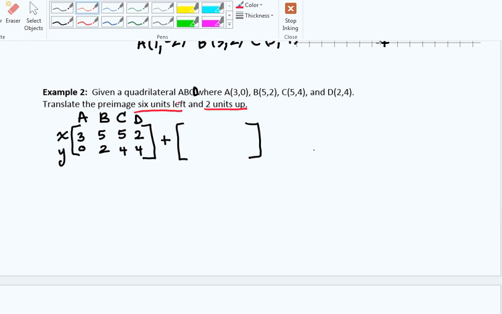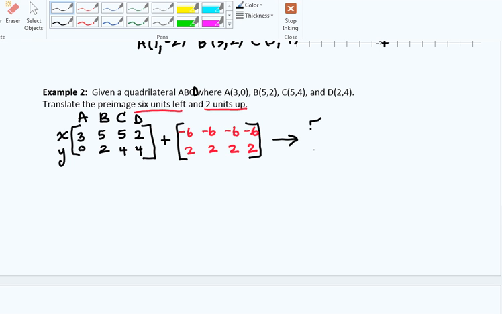6 units left, so that's an X change left, and I want to subtract to make something go left, so minus 6, minus 6, minus 6, and minus 6. So in other words, if I'm at 3 and I scoot 6 units left, I'm anticipating ending up at negative 3. 2 units up, well, I would want to add 2 to make this go up.